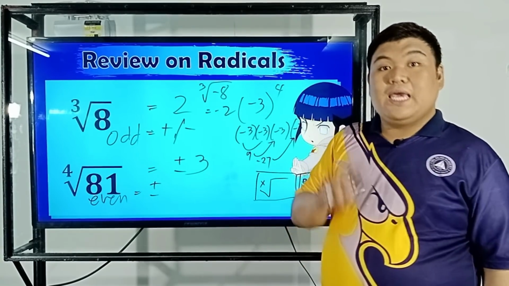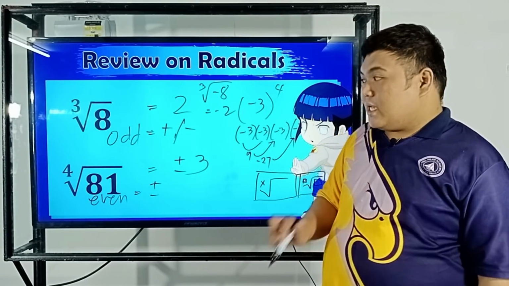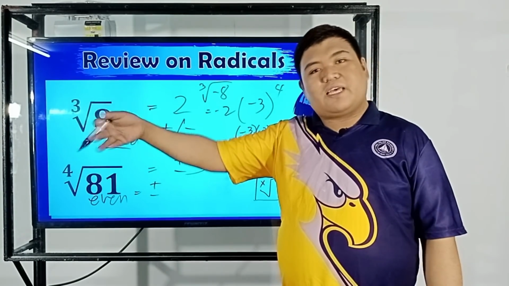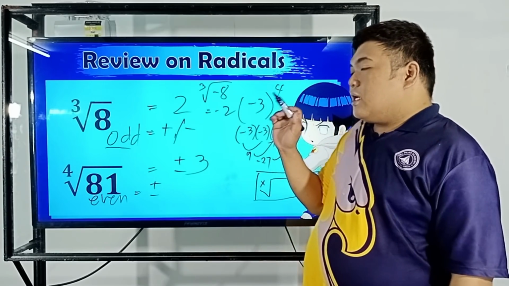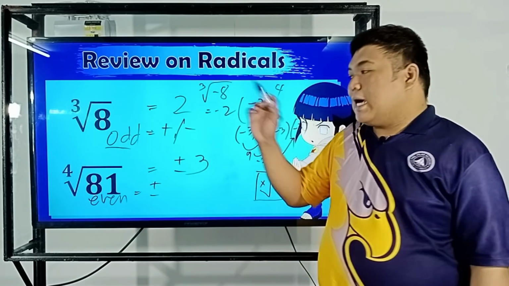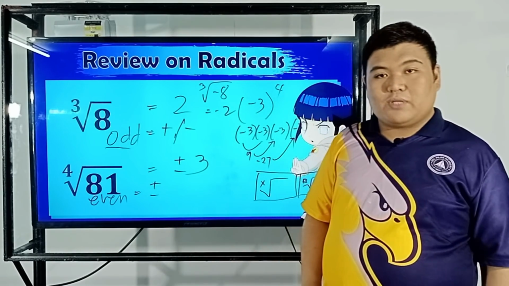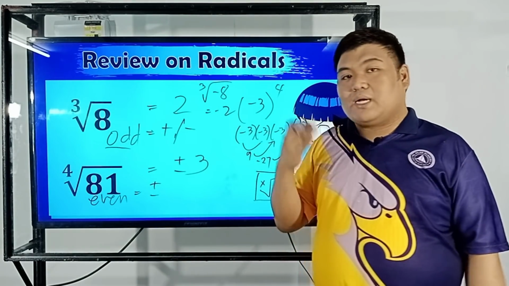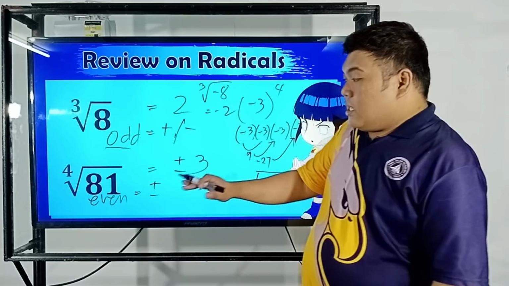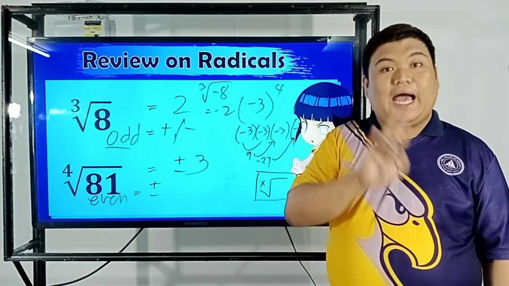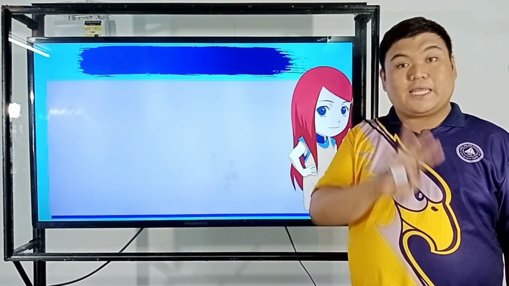Dalawa ang magiging answer. Again, kapag ang index ay odd number, that is 1, 3, 5, 7, 9, and so on and so forth, ang sagot po ay either positive or negative. Kapag even number ang index, not the exponent, ang answer natin ay positive and negative. Dalawa ang sagot. Okay, for this lesson po, meron akong 4 na examples.